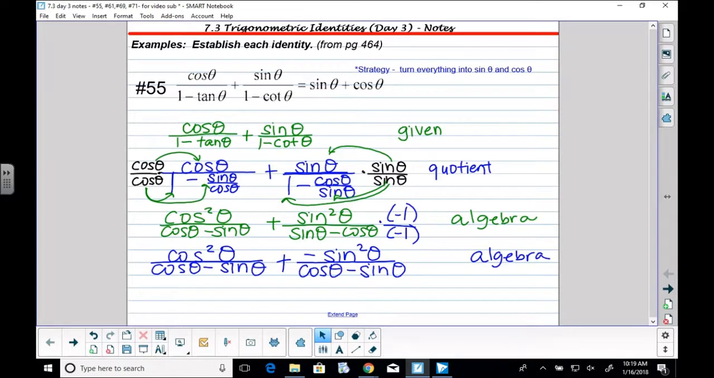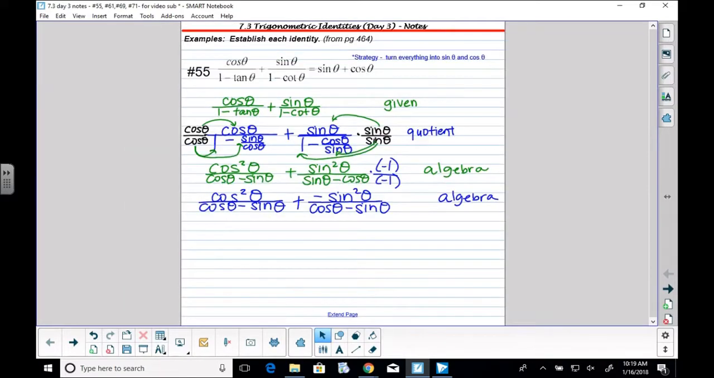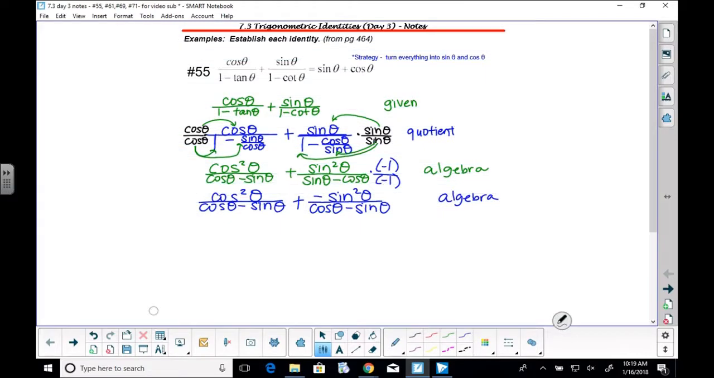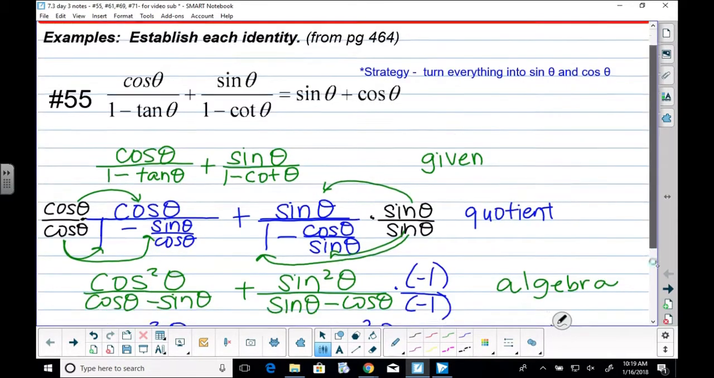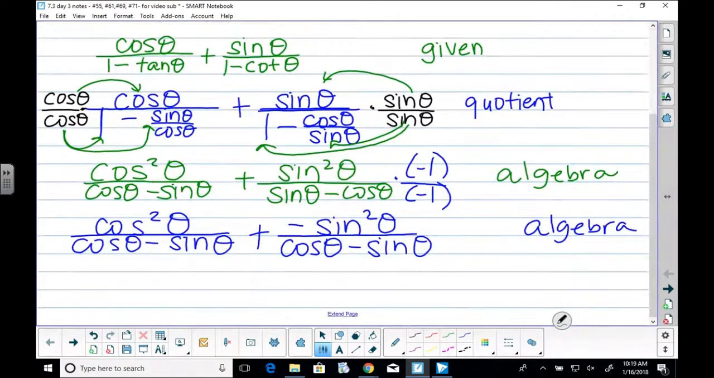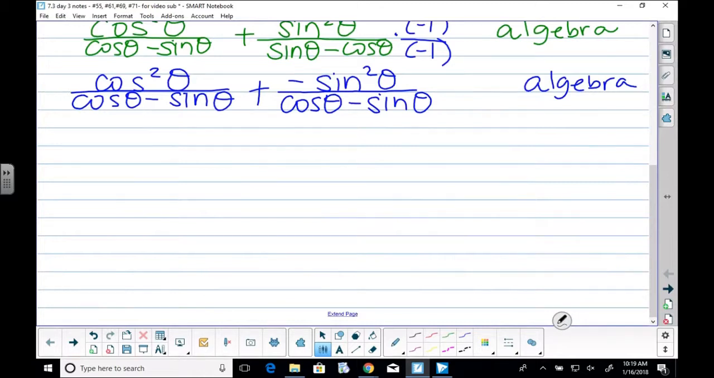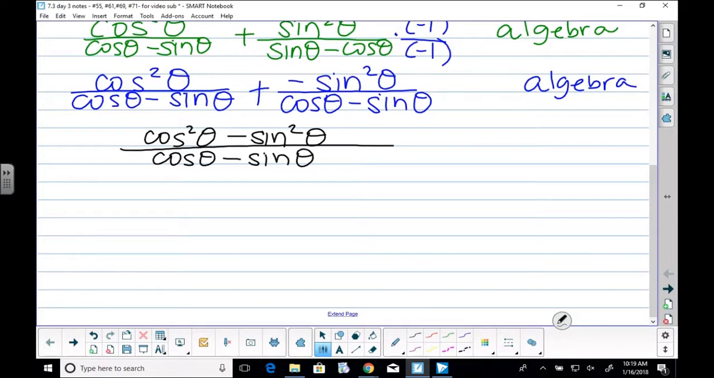Now that we have a common denominator, we can put the two fractions together. So your numerator is going to become, sorry, readjusting all this. Your numerator is going to become cosine squared of theta minus sine squared of theta. Now that's not a property. Remember, it's cosine squared plus sine squared. That's a property. So actually what we're going to do next is factor the numerator. So this was just algebra. Now we're going to factor the numerator.